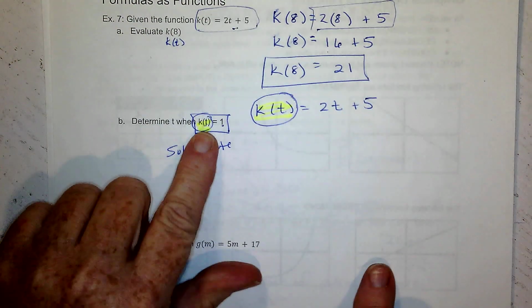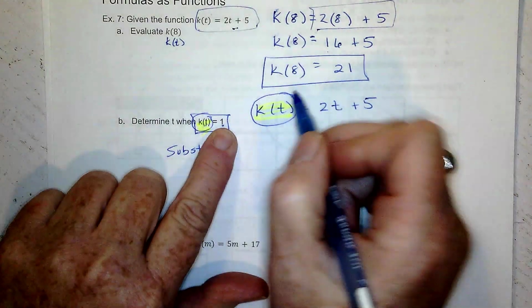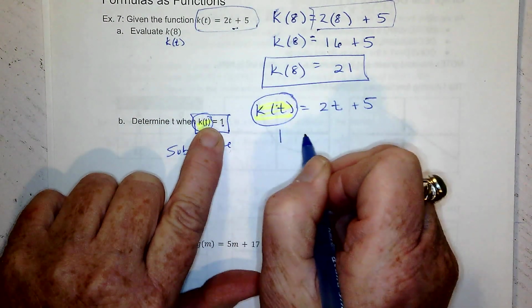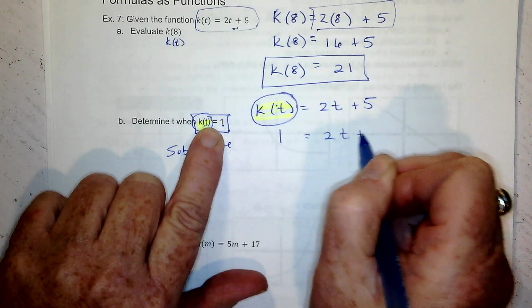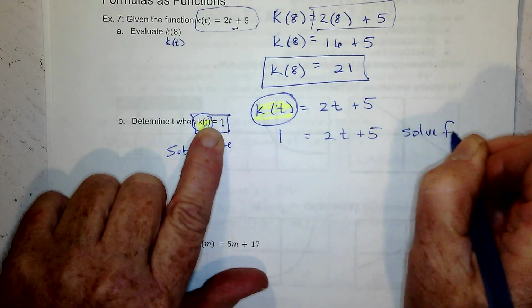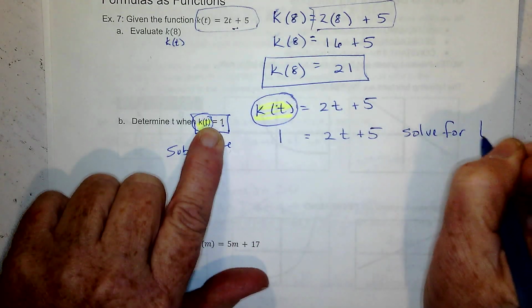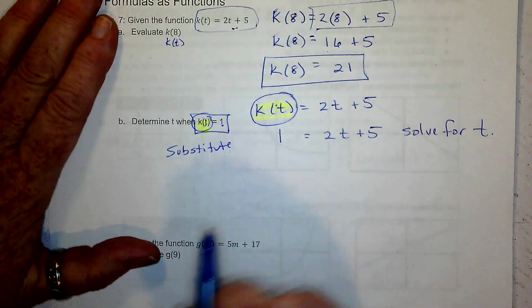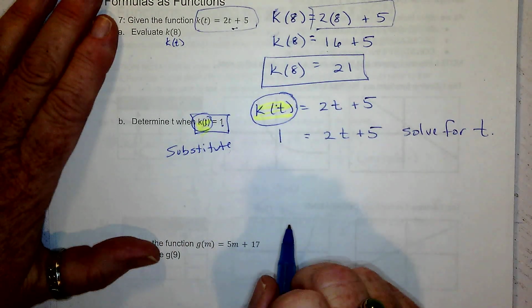Well, this is telling me that k of t is equal to 1. So that means this k of t is going to go away, and I'm going to replace it with 1, and then rewrite the equation. Now this one, you're going to solve for the variable. Solve, in this case, for t. The other one we didn't solve for t. We simplified. This one we have to solve for the variable.